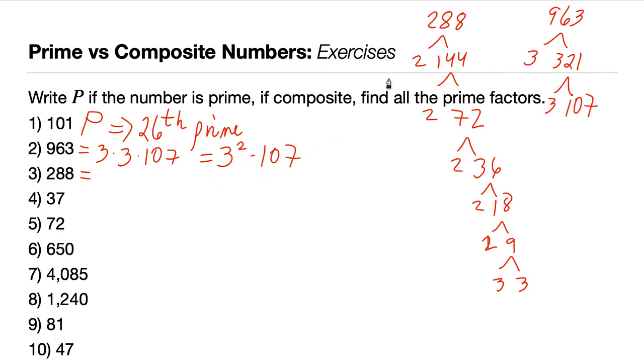For number 3, we have 2, 2, 2, 2, 2, so we have 2 raised to 5.